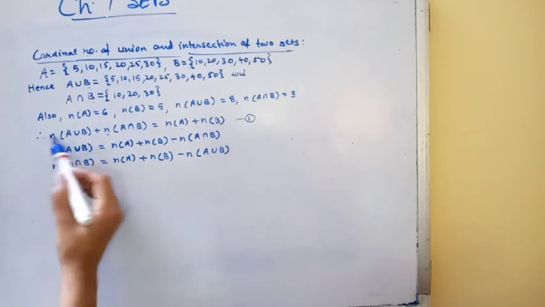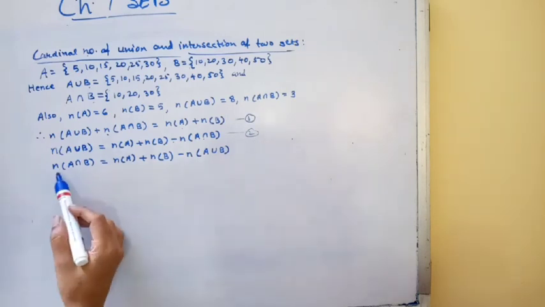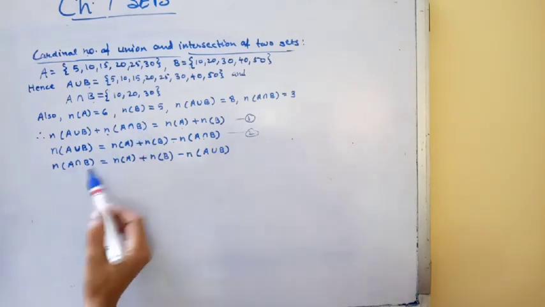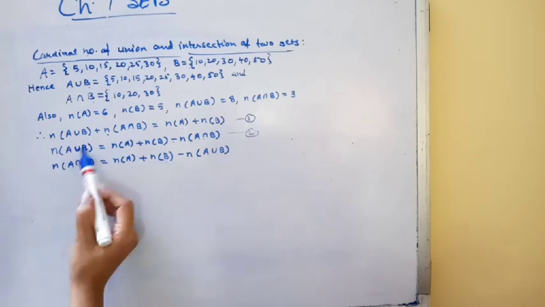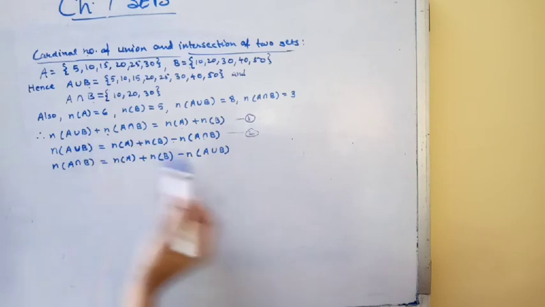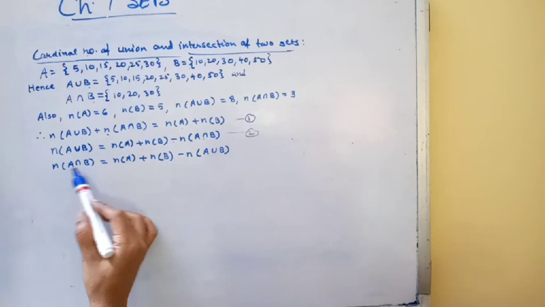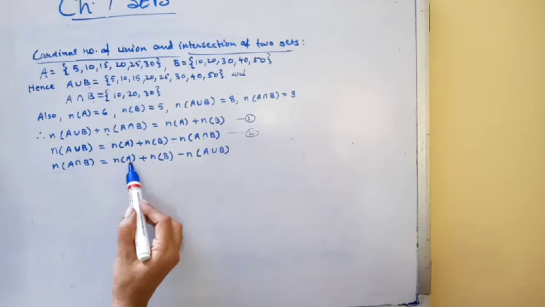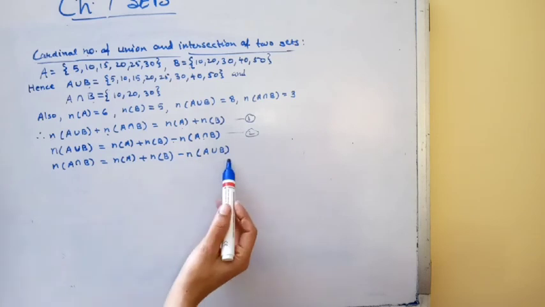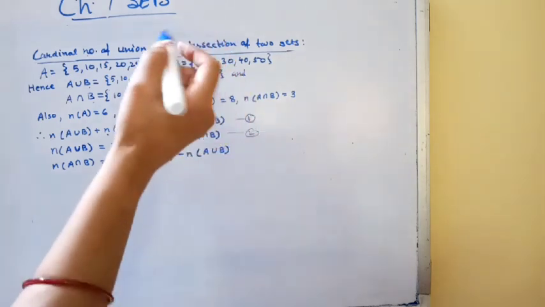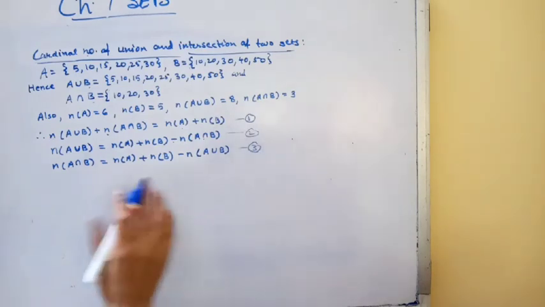Again from this equation, this is the second rule: the cardinal number of A intersection B is the cardinal number of A plus the cardinal number of B, and we take the cardinal number of A union B to this side, so we take minus here. So the cardinal number of A intersection B equals the cardinal number of A plus the cardinal number of B minus the cardinal number of A union B. Now we use these three rules in solving the sums.